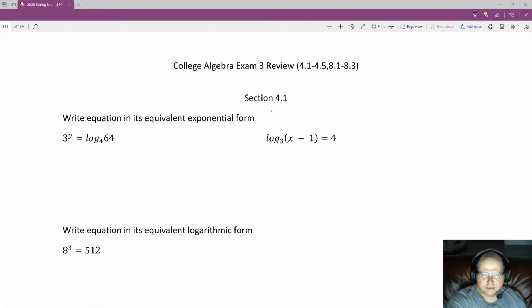College Algebra Exam 3 review over sections 4.1 through 4.5 and 8.1 through 8.3. Going to start with section 4.1.